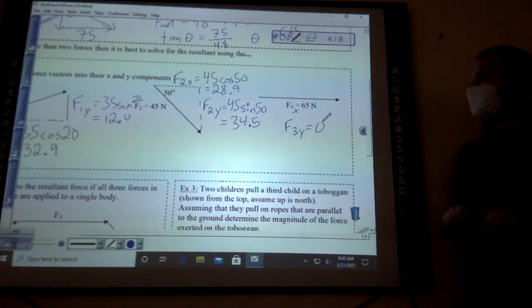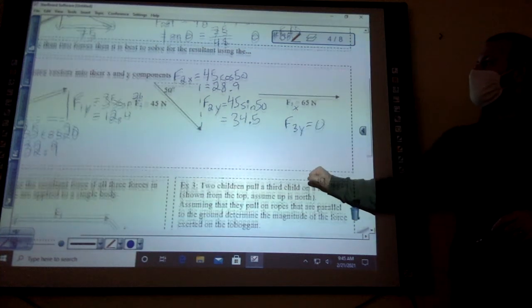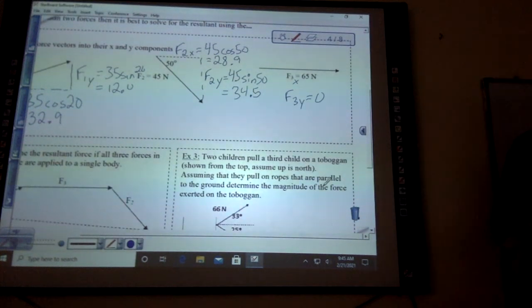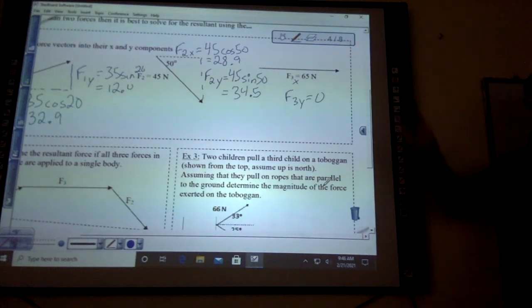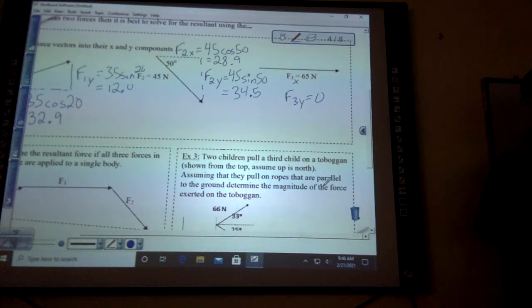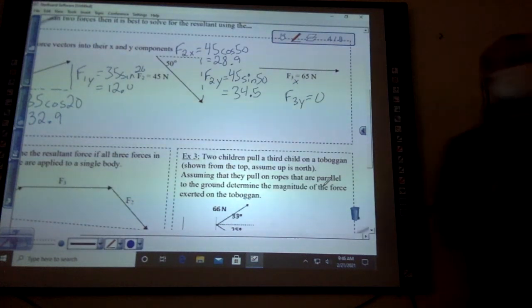Wait a sec for those of you who are just writing this out. If you remember the component method, what would be the next step now that I've broken everything up into its x and y components? We're going to combine the x's and y's. For example, these x's, we'll use the 32.9 minus 34.5, because the second one is going in the negative direction. Sorry, no, it's also positive. All 3 x's are positive. And for the y, the second one will be negative because it's going down. So we're just going to combine all of them.